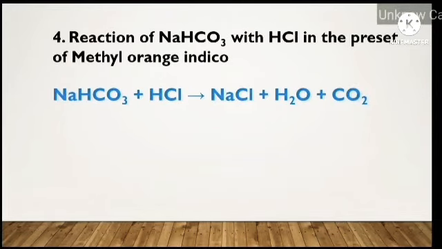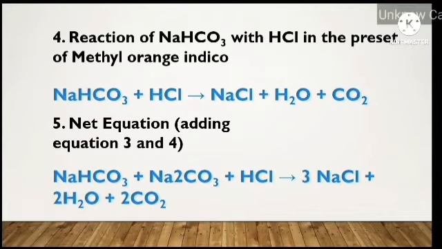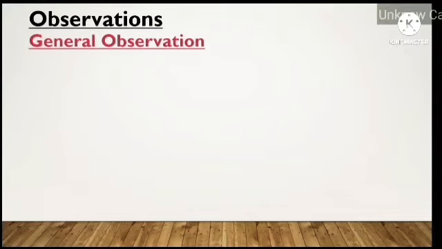Reaction of sodium bicarbonate with HCl in the presence of methyl orange indicator. Sodium carbonate plus HCl forms sodium chloride, water, and carbon dioxide. Now the net equation: sodium bicarbonate reacts with sodium carbonate and HCl to form 3 moles of sodium chloride, 2 moles of water, and 2 moles of carbon dioxide. Now come to the observation.